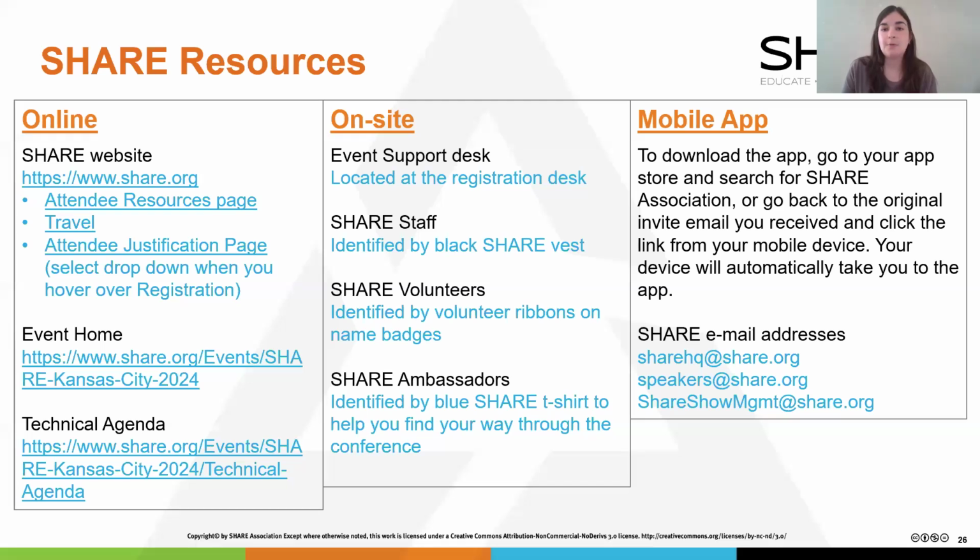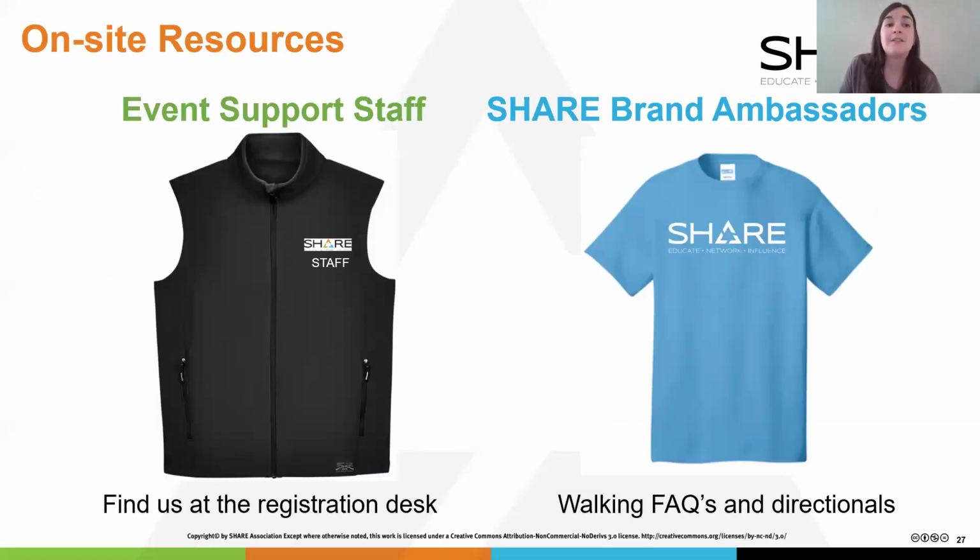Okay, here are a couple of links. All information for SHARE Kansas City can be found on the SHARE website under the event tab. If you are looking for help on site, you can look for either the black vest, that is the event support staff. You can also look for the SHARE brand ambassadors. These are volunteers that have raised their hand to help with walking directionals or an FAQ for all attendees. So if you have a question, feel free to come up to any of us. We're here to help.